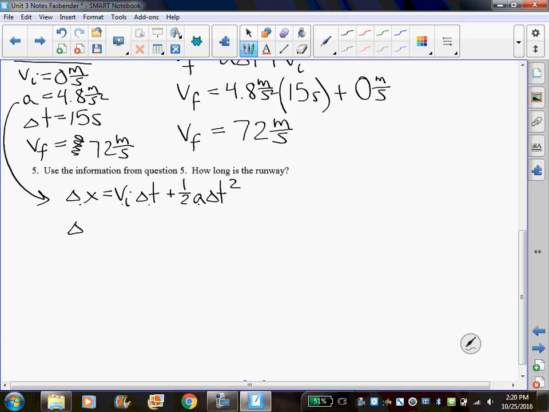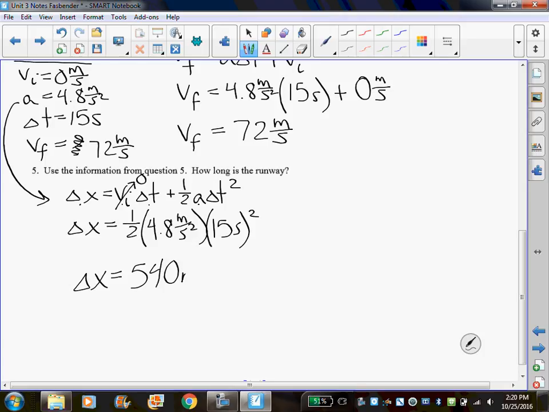If we use this to solve, we know that the initial velocity is 0, so all of that goes away. We're left with 1/2 times 4.8 meters per second squared times 15 seconds squared. And we end up getting a displacement of 540 meters. But this is really just one way that we could have solved the problem. We could have solved the problem using a different equation.